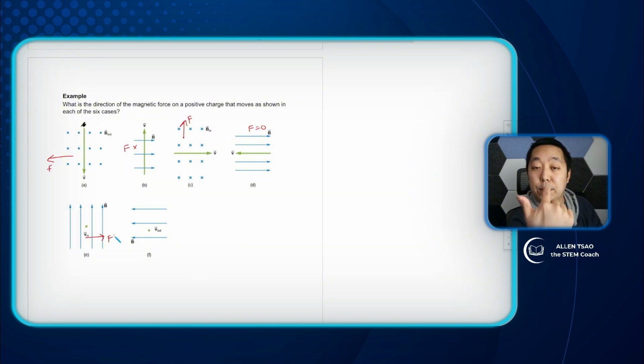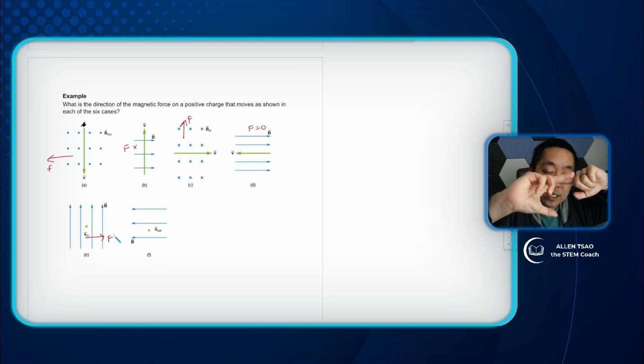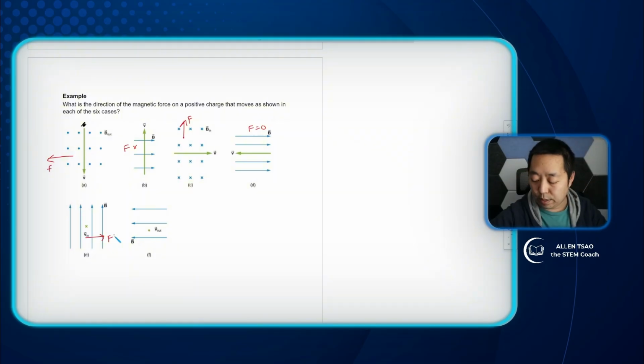Here the velocity is coming out of the page, so my index finger is pointing at me. The magnetic field is to the left, so I want to rotate it to where the index finger is still pointing at me, and my middle finger, the magnetic field, is still pointing to the left. My thumb is pointing down, and so that is the direction of the force.